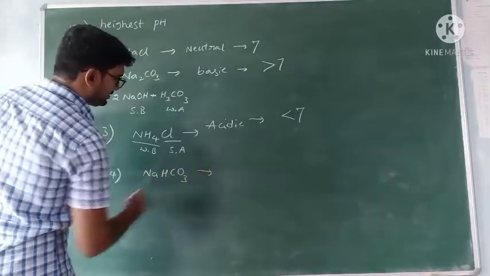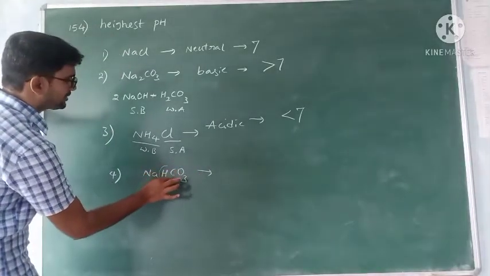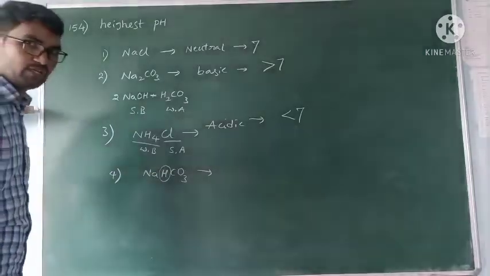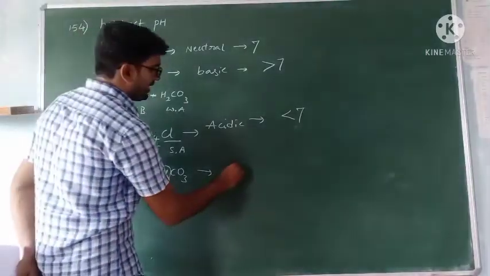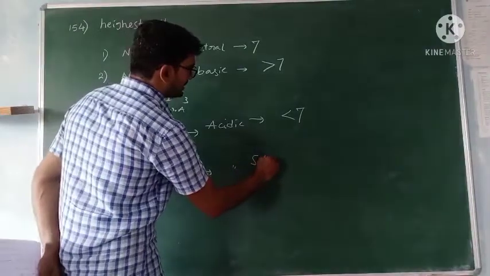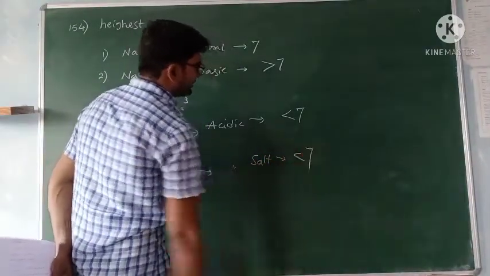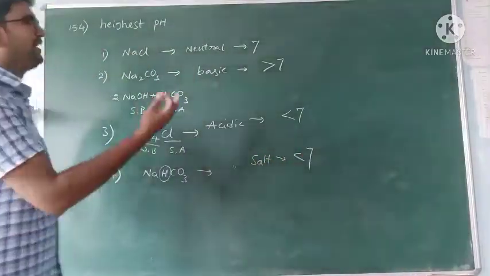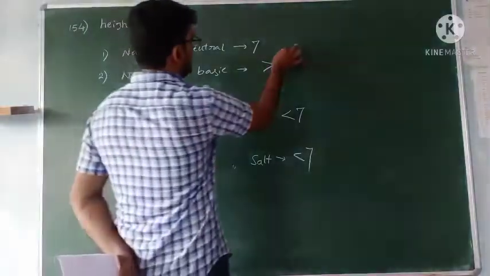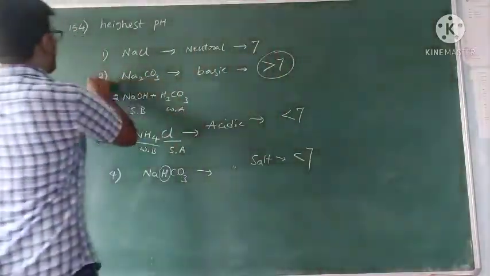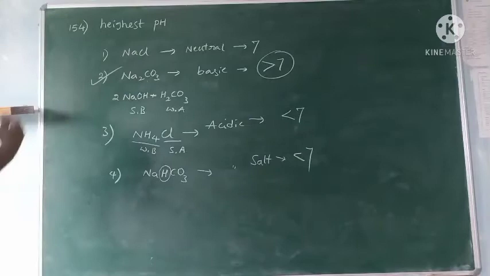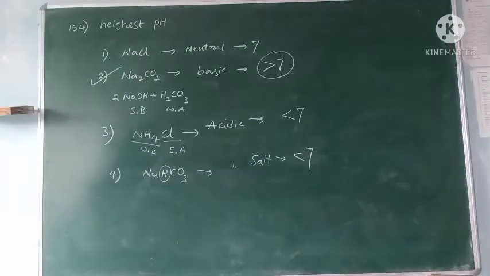Fourth one, NaHCO3. In this one, replaceable hydrogen is still present. So it is an acidic salt. Acidic salt means less than 7. So which has the highest pH? That is the one greater than 7. So this shows the highest pH in the given compounds.